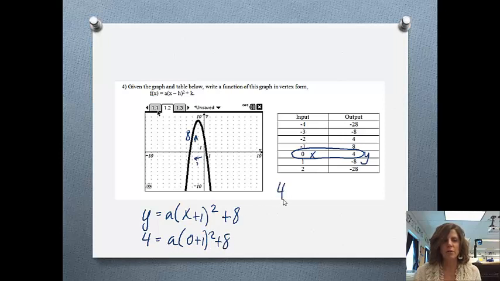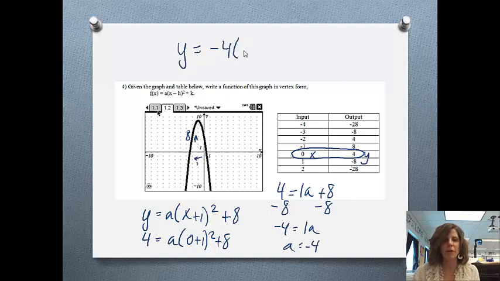All right, so I get 4 equals 0 plus 1 is 1, 1 squared is 1, times a is 1a plus 8, and then we'll subtract 8 from both sides, and we'll get a is equal to negative 4. So if I rewrite this, I'll get y equals, my a was negative 4, and then I just rewrite the rest of the problem. So hopefully now you can write a quadratic model for a parabola.